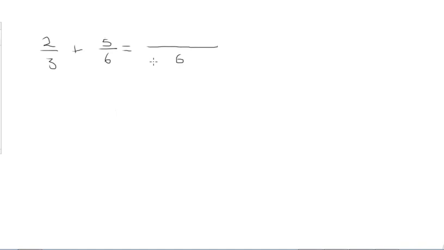6 divided by 3 is 2. So 2 times 2. So we're going to say 3 goes into 6 how many times? 2 times. Then times the numerator there, which is 2. I love brackets. Always add your brackets. So 3 goes into 6 2 times, so 2 multiplied by the numerator that we have there, which is 2.